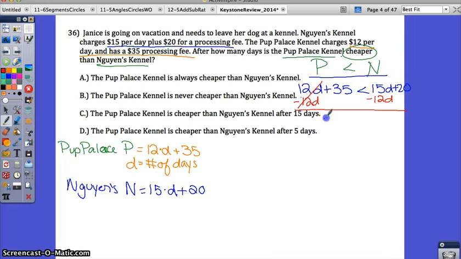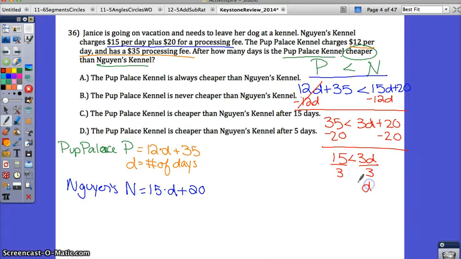They cancel on the left. I'm left with 35 is less than 15D minus 12D is a 3D plus 20. Perfect. So now I know how to solve this inequality. Keep going. Subtract 20 from both sides to isolate your D. You're going to have 15 is less than 3D. Divide by 3. Divide by 3. D is greater than 5, or 5 is less than D.